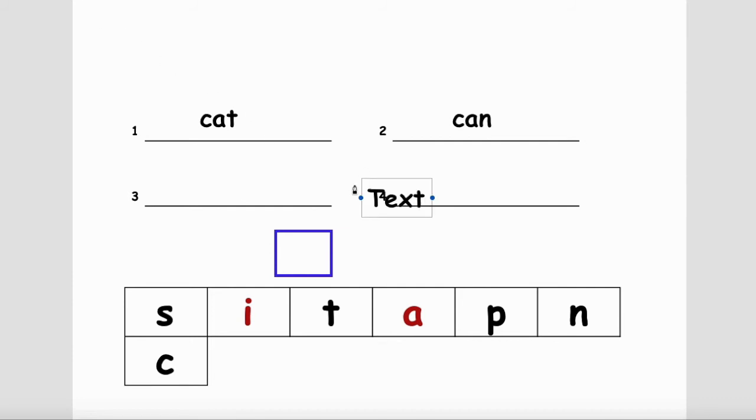Let's try your third word. Cap. What's your first sound? K. Cap. I hear a C. Cap. Hear an A. Cap. I hear a P. Excellent. Do try it on your own. Next word.